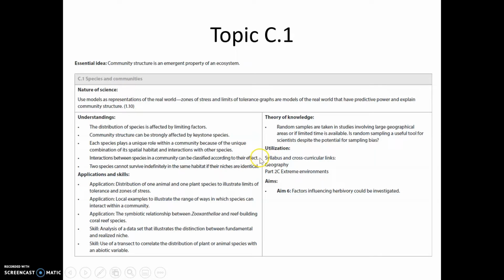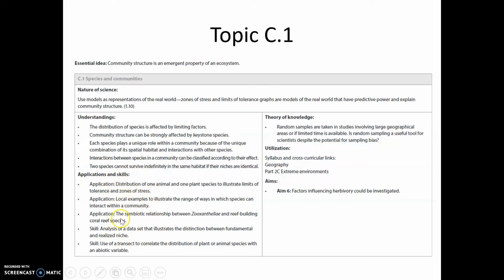I will show you a table that you can use to classify the different types of interactions that we have talked about between different species. And you will also learn today about this concept called niche and how two species cannot survive indefinitely in the same habitat if the niches overlap too much or if the niches are identical. And then there's some specific skills. And we can get back to this later on.